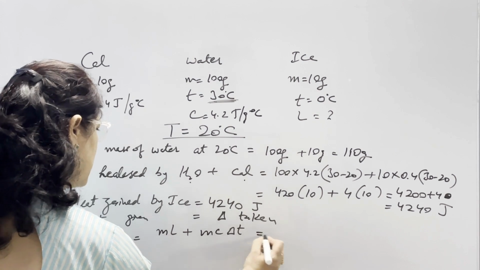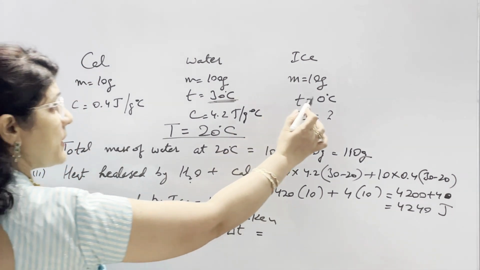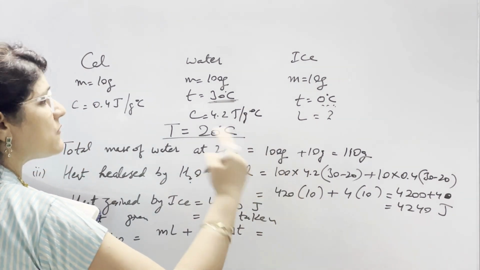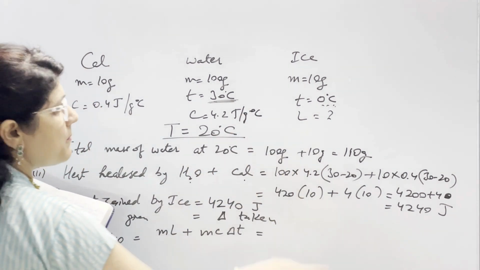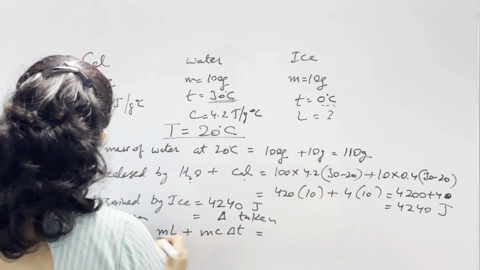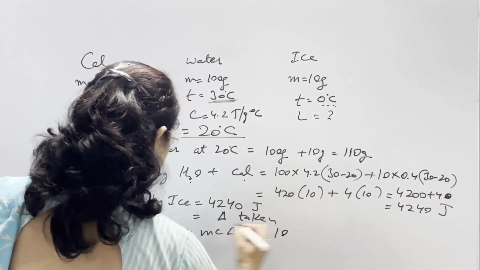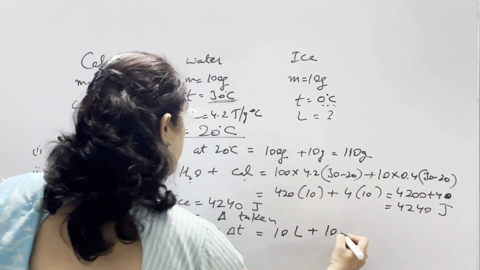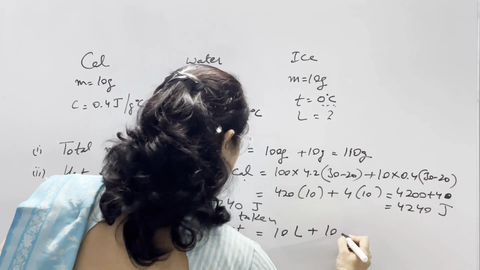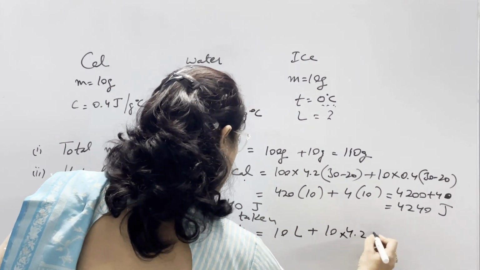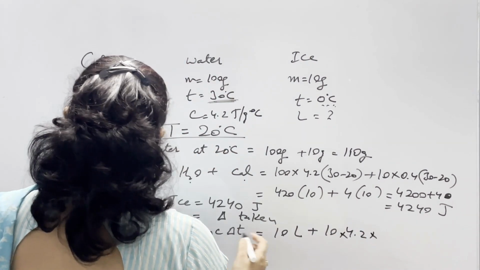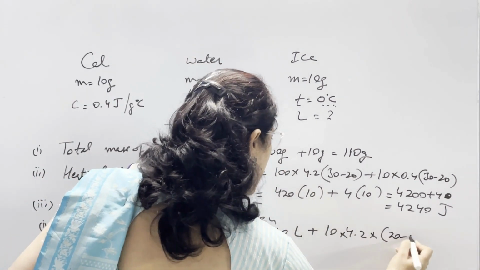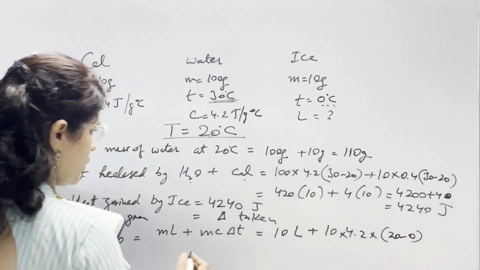mc delta T. Both we need to consider because the temperature of ice is given as 0. So first it will melt at 0 degrees Celsius from ice to water, and then the temperature of water will increase. So first we take this mL: 10 is m, and L we need to calculate. Then 10 is m, C of water is 4.2, and for delta T, 20 is the final temperature, so 20 minus 0, the initial temperature of ice.